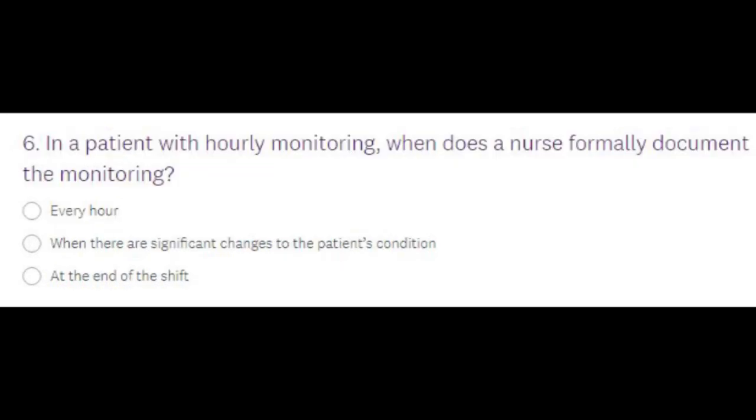Well, the next question, in a patient with hourly monitoring, when does a nurse formally document the monitoring? Option A, every hour. Option B, when there are significant changes to the patient's condition. And option 3, at the end of the shift. It is very clear in the question itself, it is an hourly monitoring. So the answer is definitely going to be every hour. That is, option 1 is the right answer.